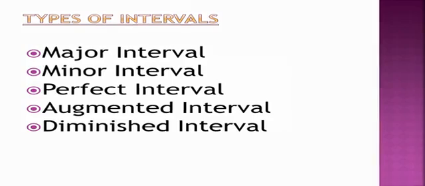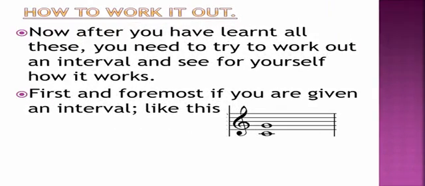Let's try and see. So how do we work it out? How do we work an interval? Now, after you've learned all this, you need to try out an interval and see for yourself how it works. First and foremost, if you are given an interval like this, we have C and G. So pam pam, and you have to work it out. How do you approach it?